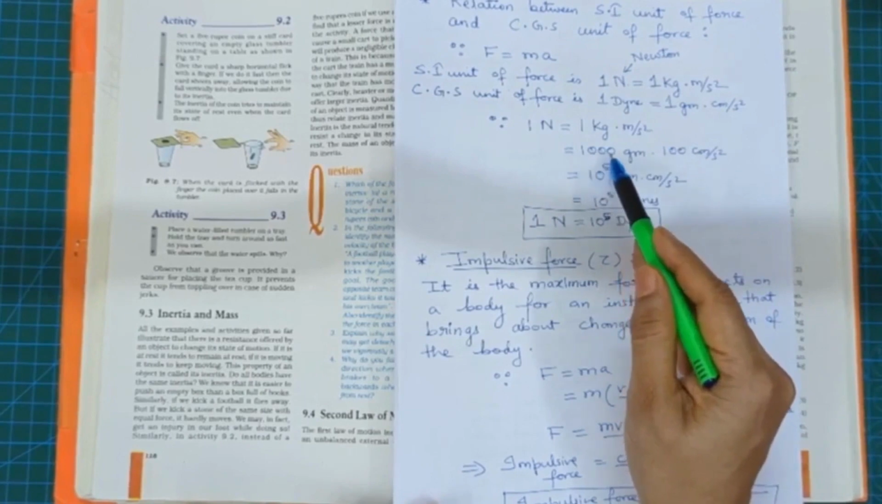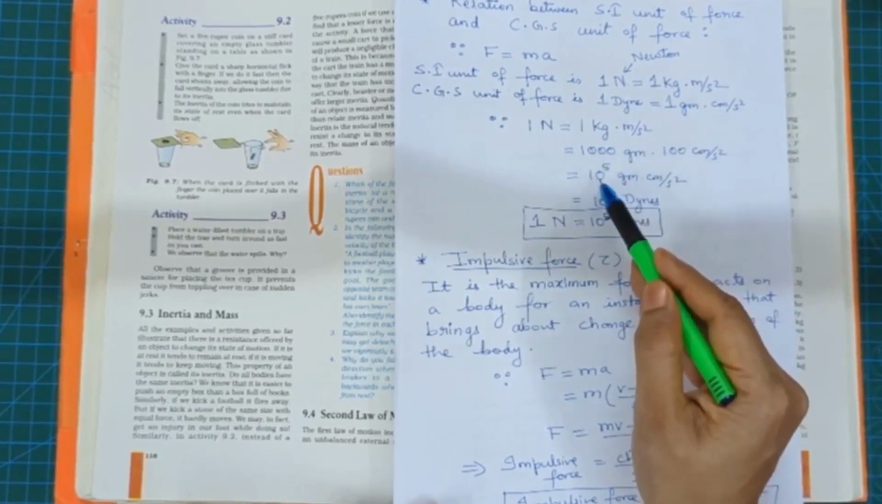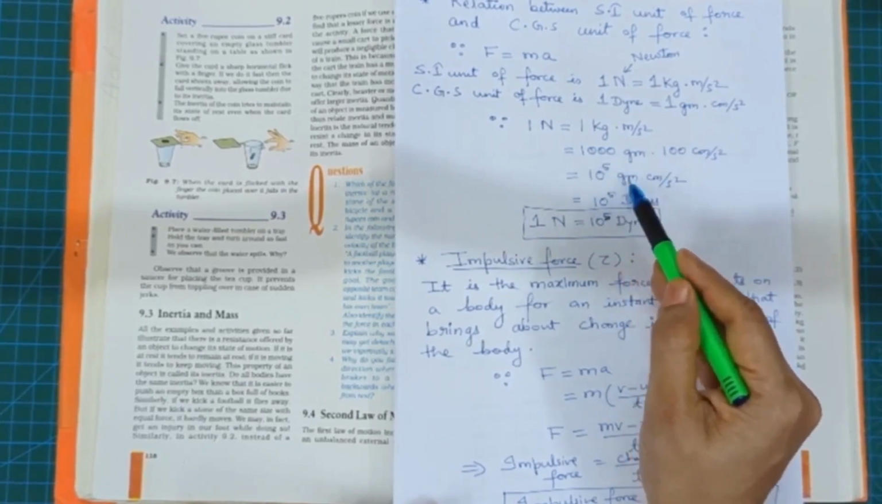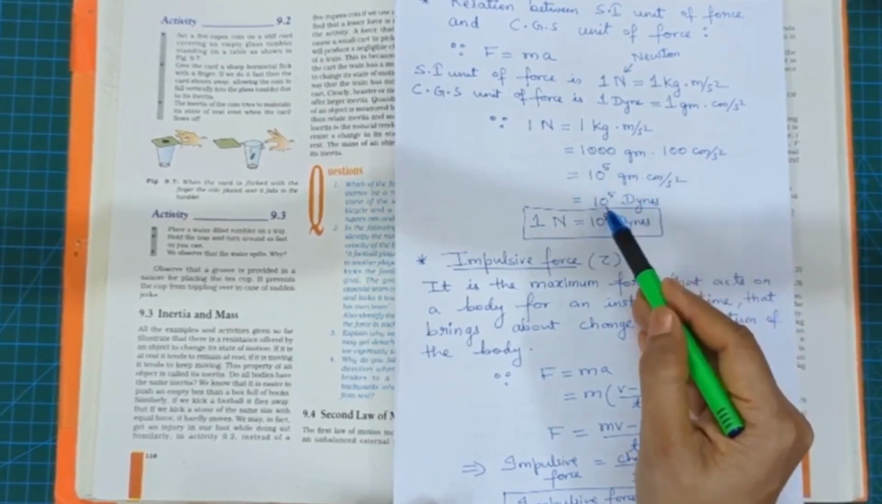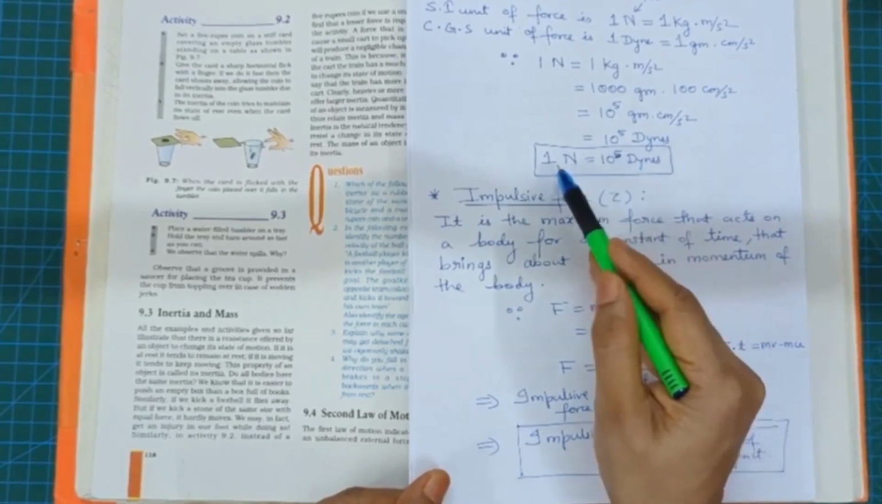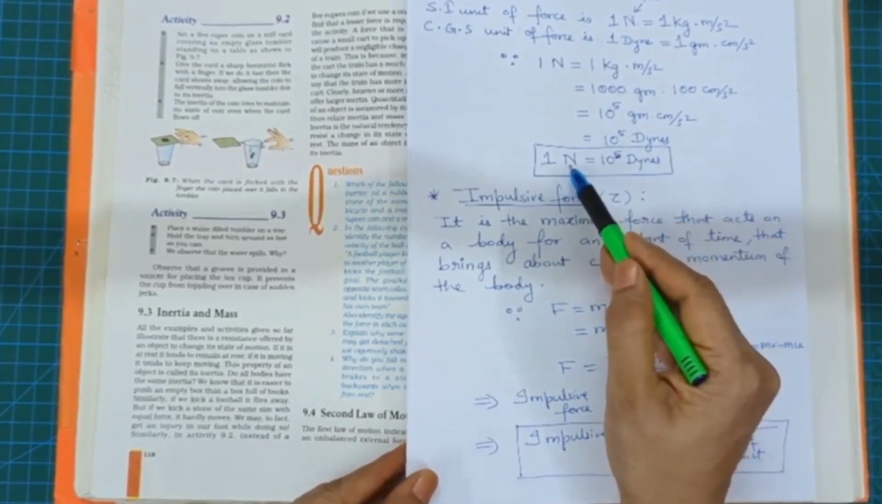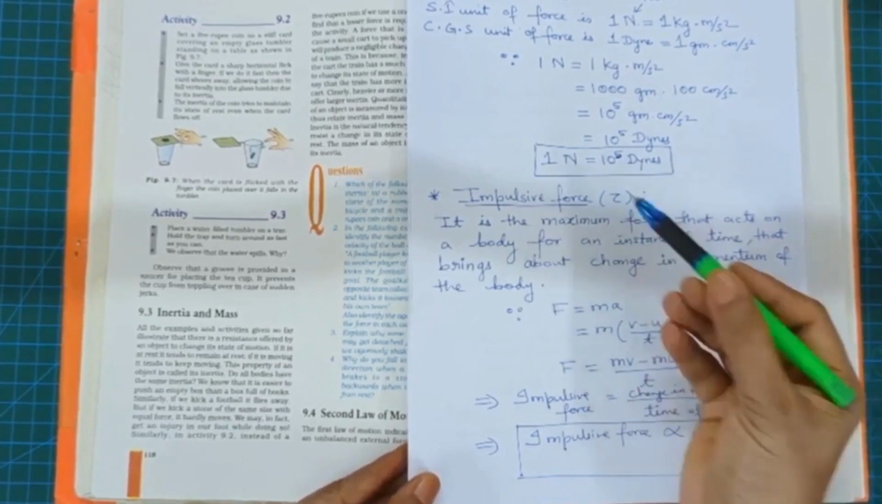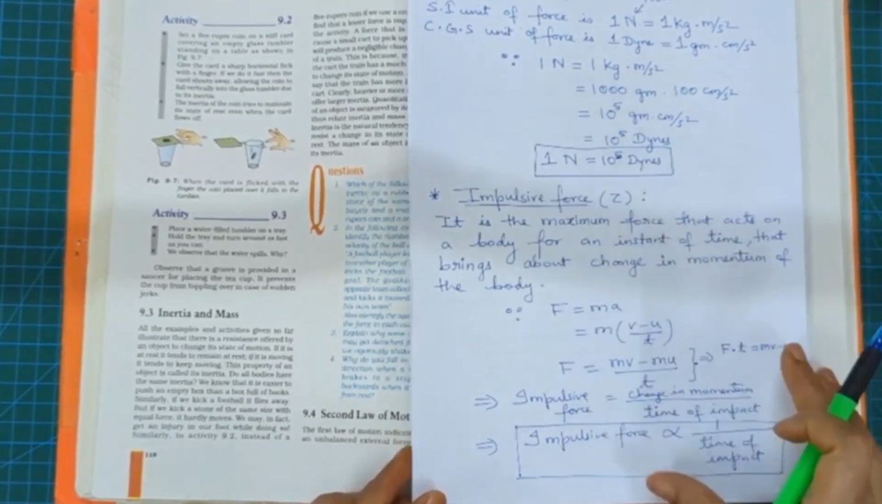So here, 1 beside 1, 2, 3, 4, 5, that is 10 to the power 5. So 1 followed by 5 zeros. So 10 to the power 5 gram centimeter per second square, which is 10 to the power 5 dynes. So ultimately 10 to the power 5 dynes make a Newton. That's the relation between the SI unit of force and the CGS unit of force. You remember, this is a 1 mark question.